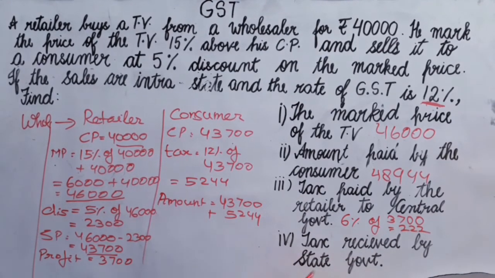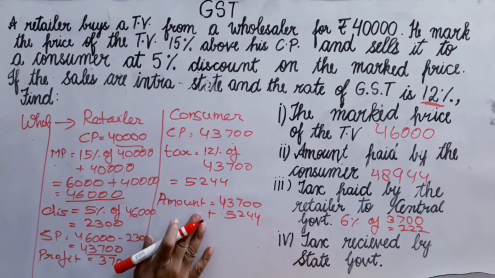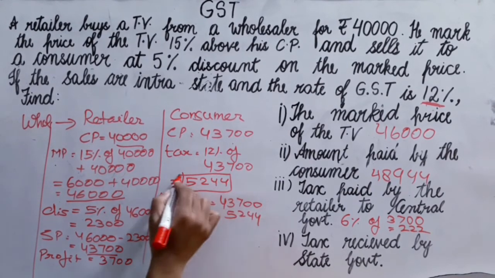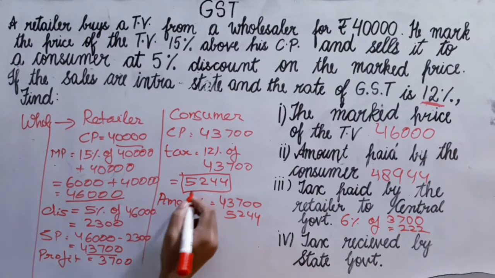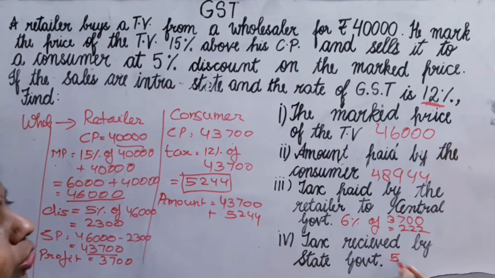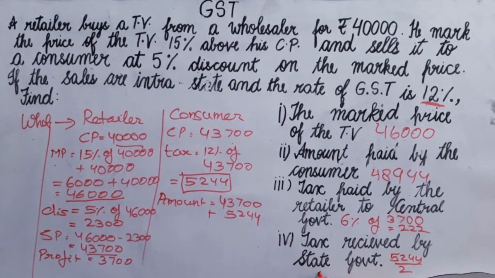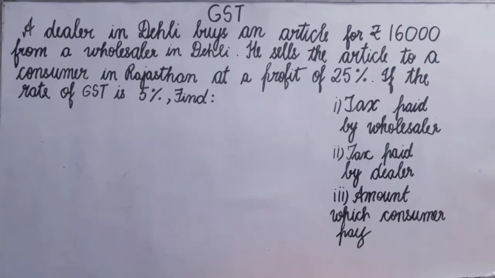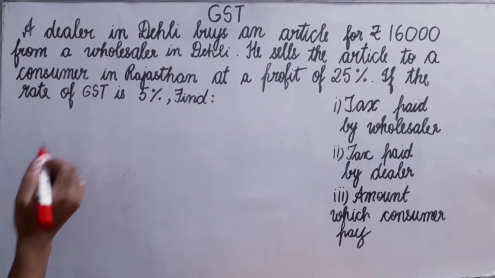Calculating this, you will get 222. Now, the tax received by the state government. We can directly calculate it on the consumer's tax. So, this was the tax received by the government. Half the state government will take and half the central government will take. So, half of this means the state government will take it divided by 2. That is, you can write 2,622 rupees.